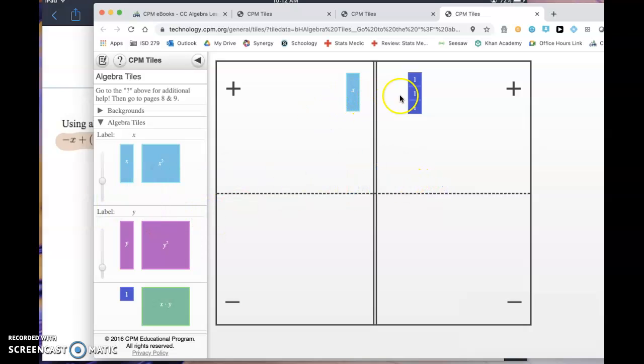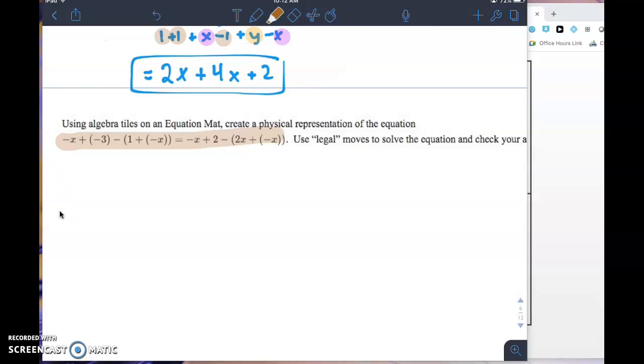What does x have to be? x has to be 1, 2, 3. And that, ladies and gents, is the solution to our equation. I promise, if you checked that, you'd find that x does equal 3.